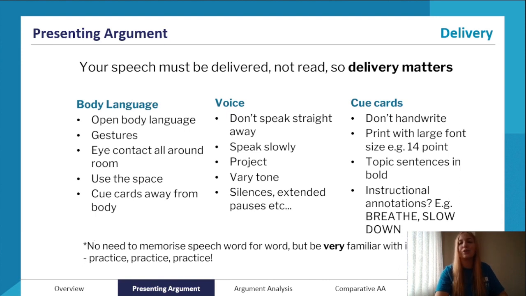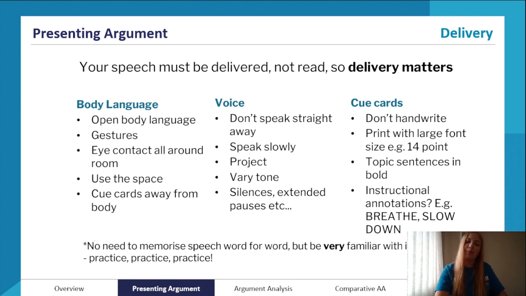So don't handwrite on your cue cards. They need to be printed with a large font so that it is very clear and easy to find everything there, and you're not just searching or struggling to read something out. It can be annotated with instructions, including your vocal effects, to make sure that you practice them every time.